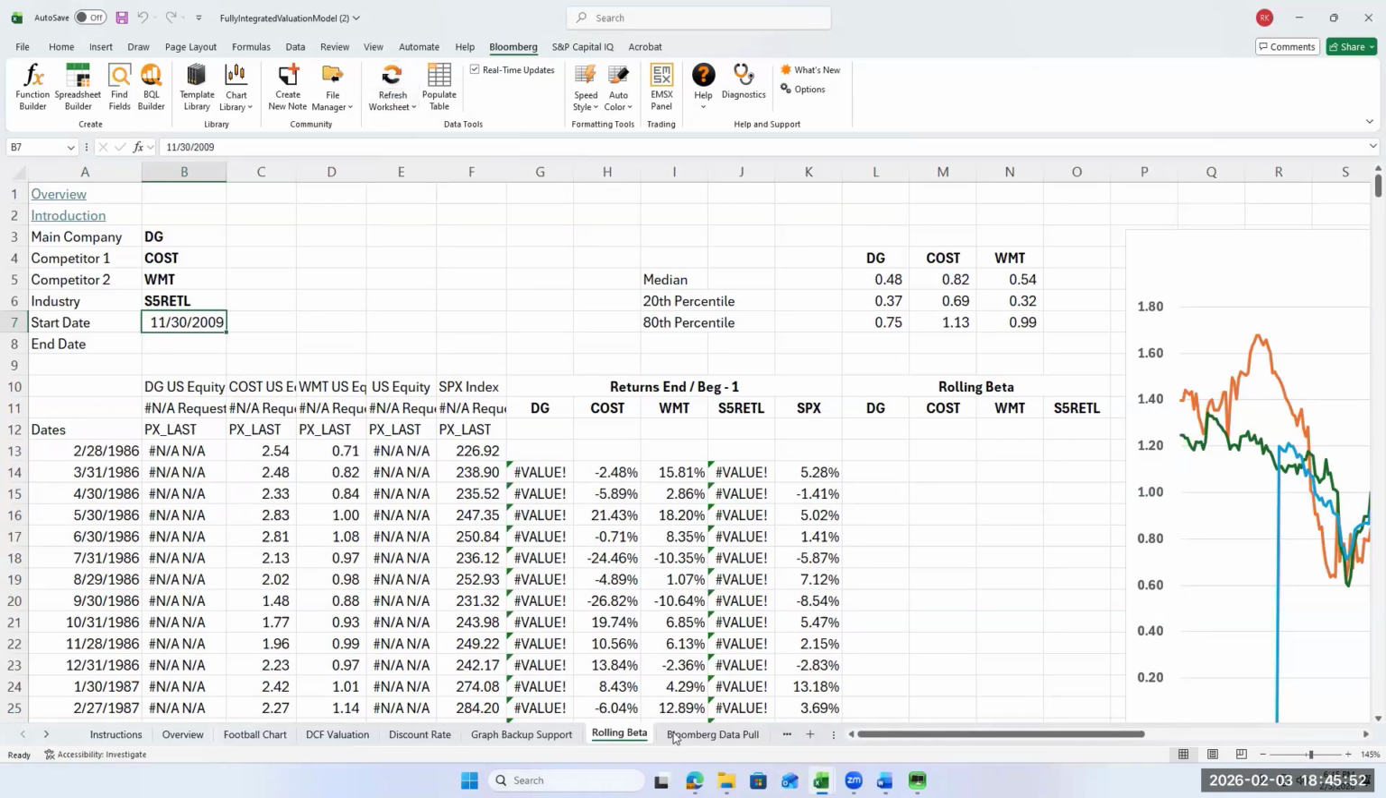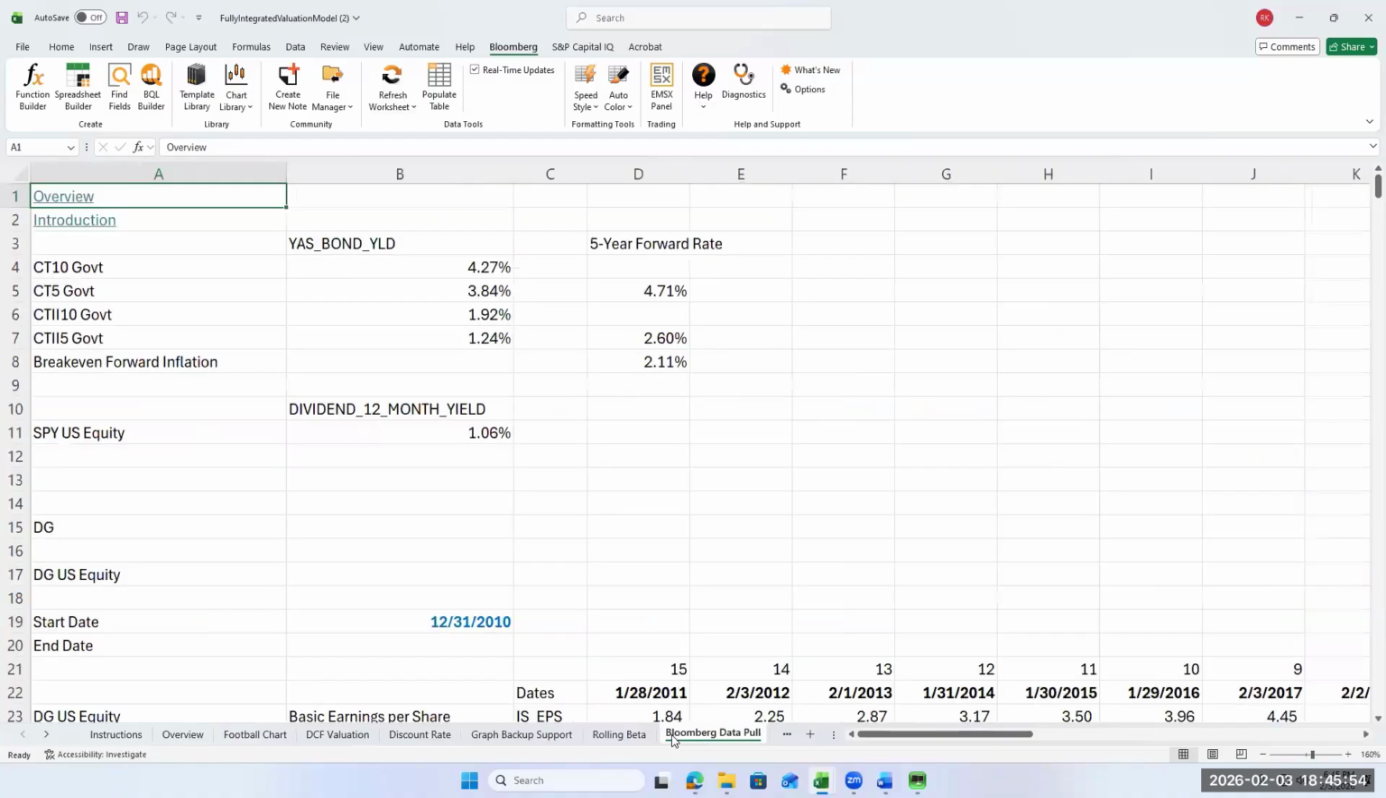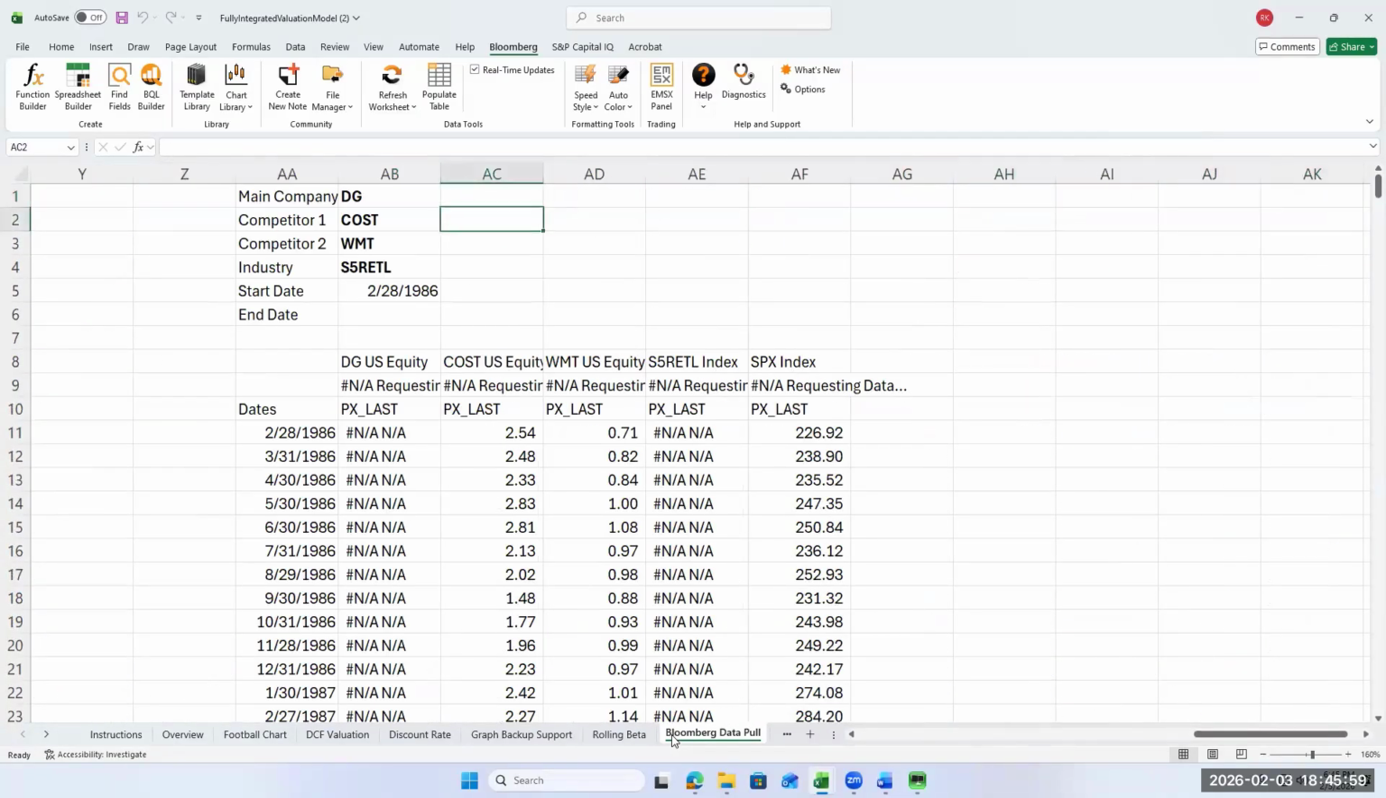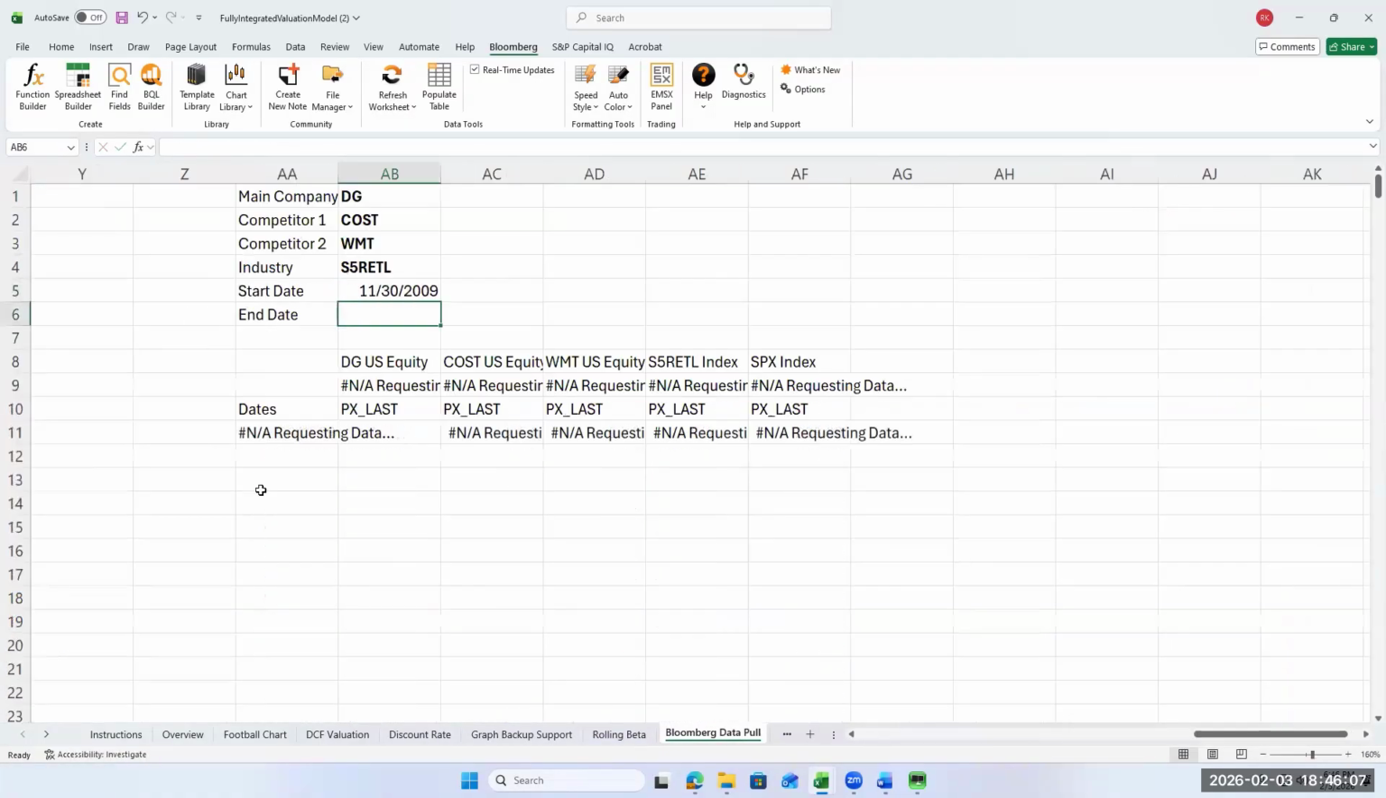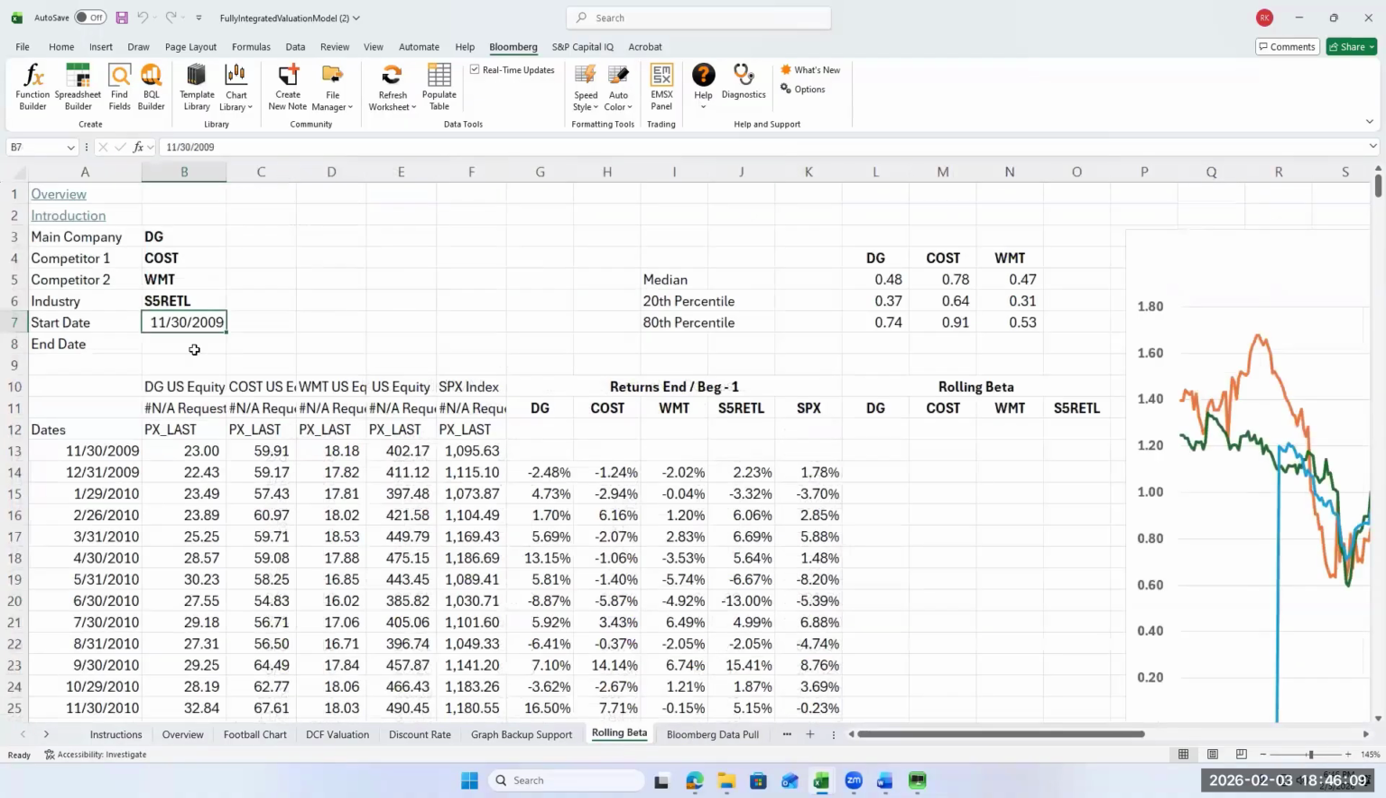Yeah, it didn't do it. So I got to fix this. Sorry, my fault on the beta. Yeah, I thought I fixed it. I'll fix this chart. It was supposed to reference this page and it didn't do that. So I'll fix that. So there's your rolling beta.